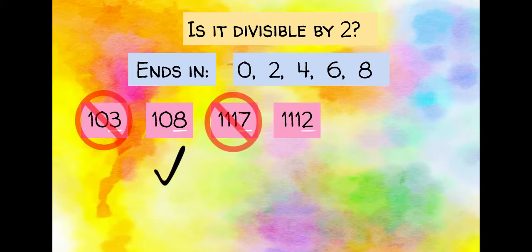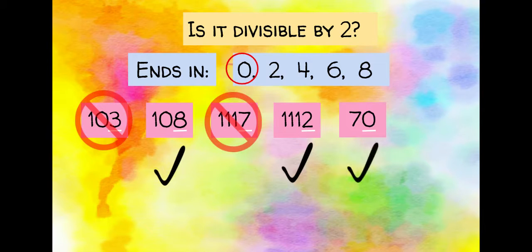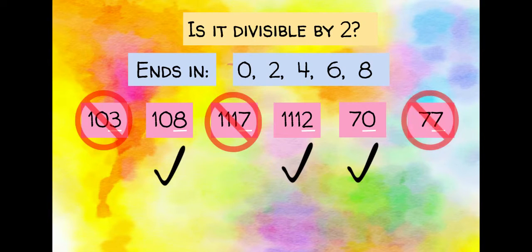1,112 ends in a 2. Oh, it's even. That means I can divide it by 2. Yes. 70 ends in 0. Great. That's also even. 77 ends in 7. Nope. Not even, not divisible by 2.